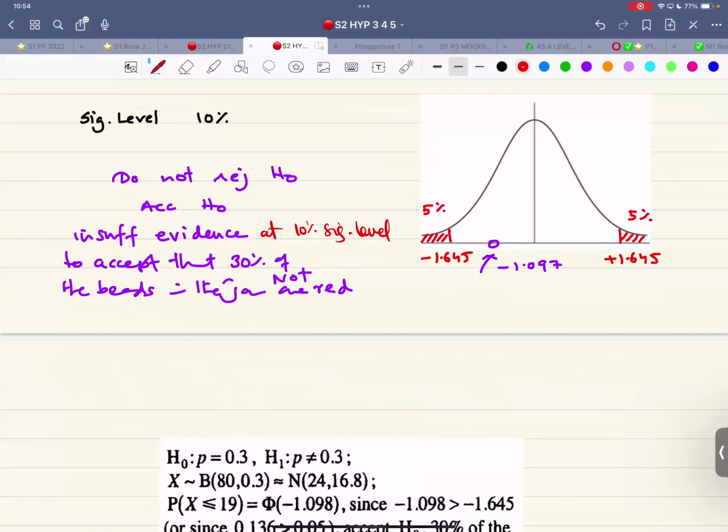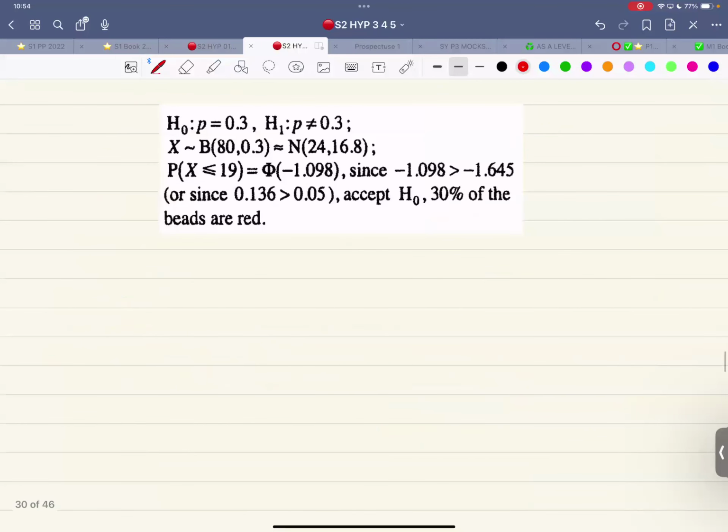So to accept that 30% of the beads in the jar are not red, because the original thing, the default is 30% are red. Alternative, no, they are not 30%. They could be greater or lesser. So we cannot accept the claim that they are different from 30%. So we have to settle down on this thing. So let's say accept H0, 30% of the beads are red, and you have to write that this is insufficient evidence at 10% significance level. Therefore, we have to accept that 30% of the beads in the jar are red.